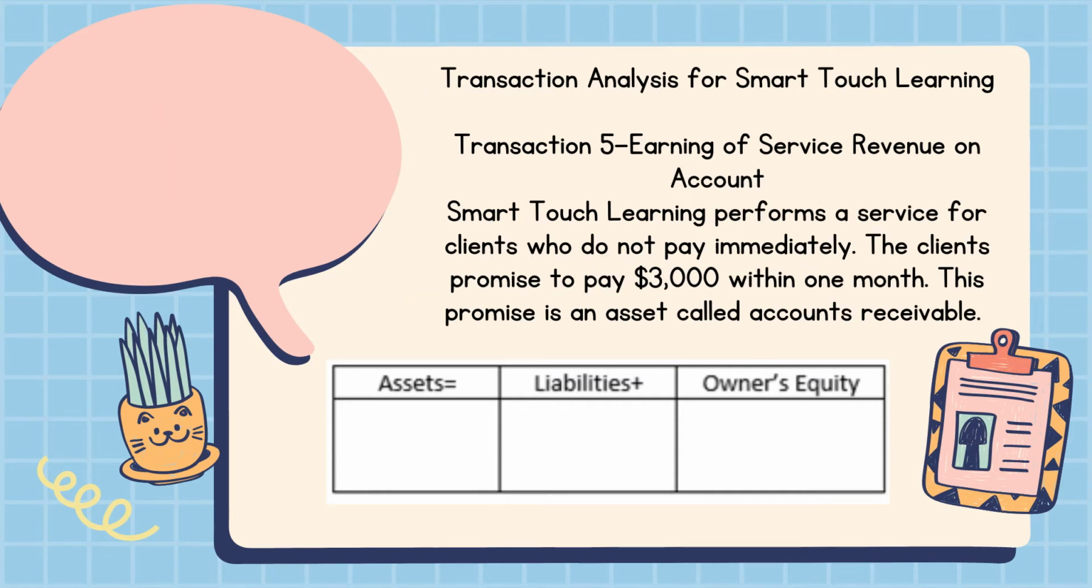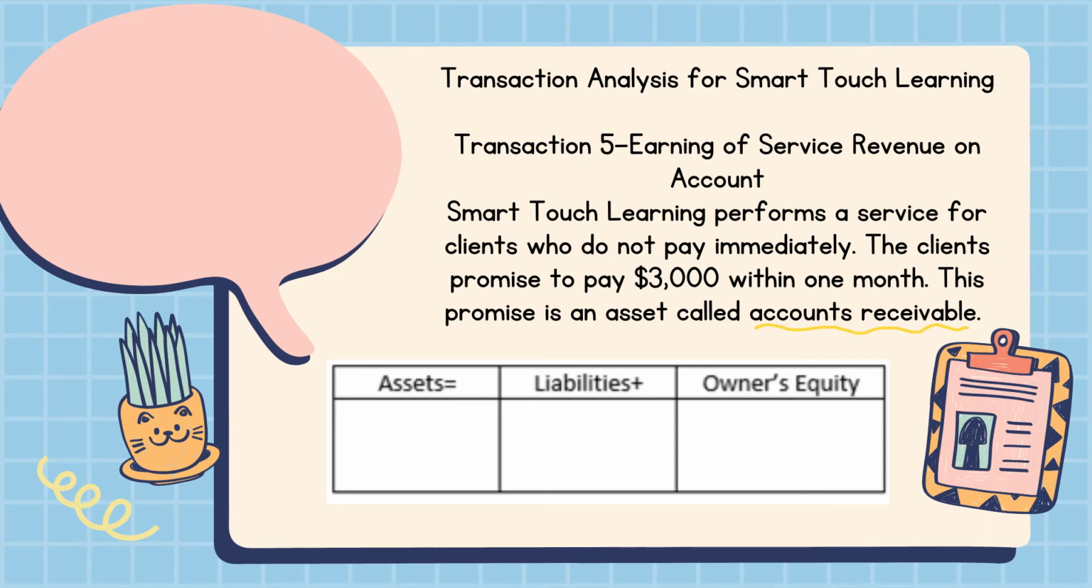Transaction 5, earning of service revenue on account. As we said before, on account means accounts payable if I'm going to pay in the future, or accounts receivable if I'm going to receive the money later. Now, Smart Touch Learning performs a service for clients who do not pay immediately. The clients promise to pay $3,000 within 1 month. This promise is an asset called accounts receivable.